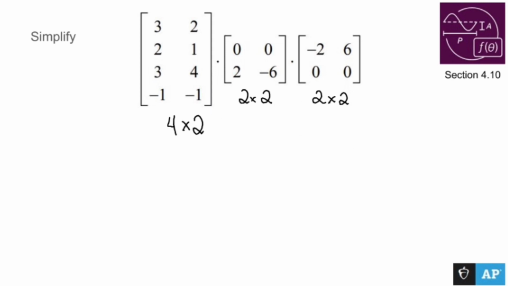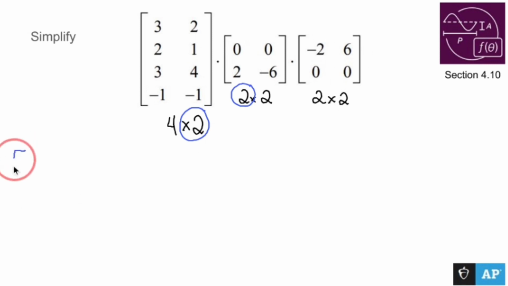When you're multiplying two matrices together, it's very important that the number of columns in the first matrix matches up with the number of rows in the second matrix, which it does. So 4 by 2 does multiply to a 2 by 2. It's defined, and you're going to end up getting a 4 by 2. So let's worry about that, and we'll do the 2 by 2 when we're done.